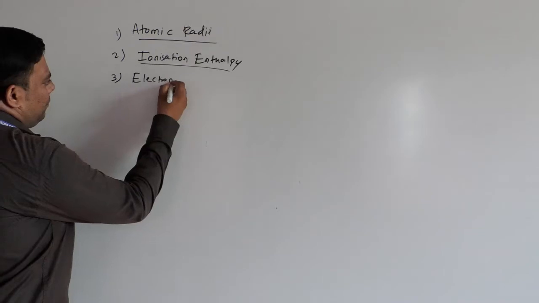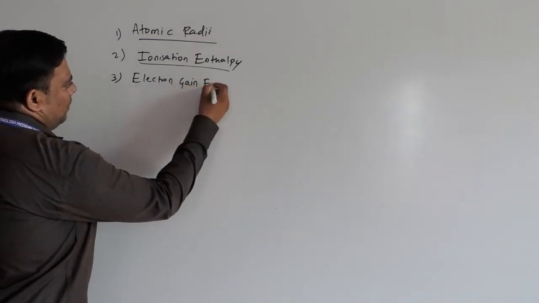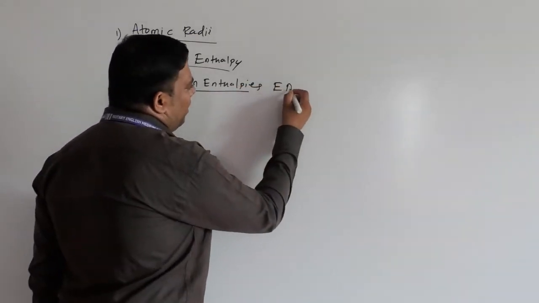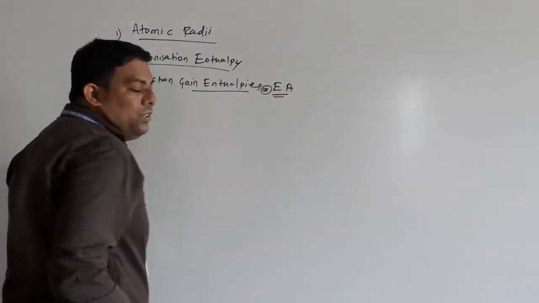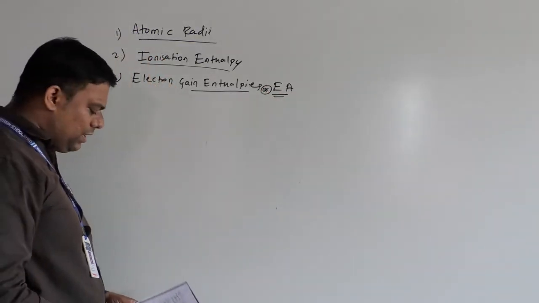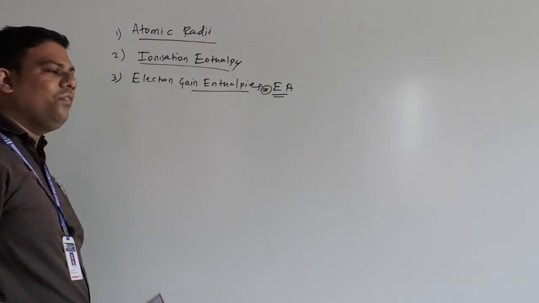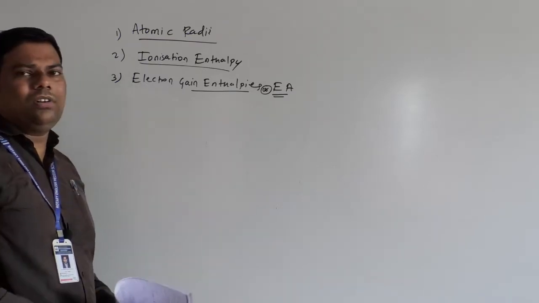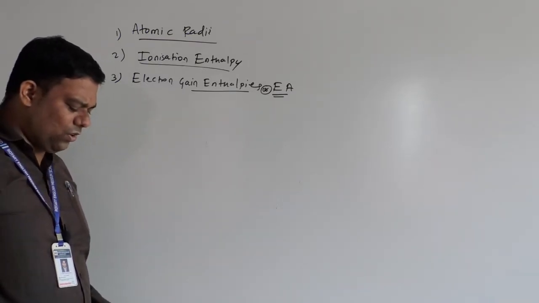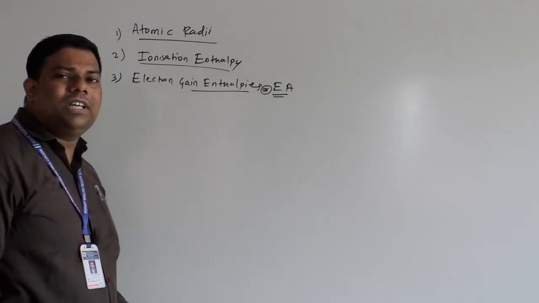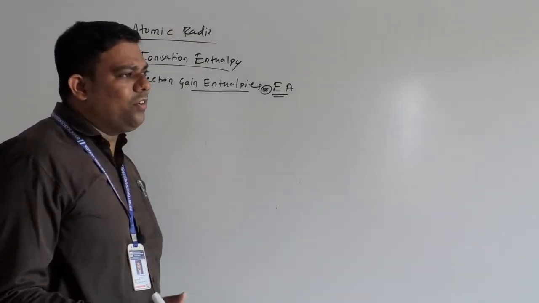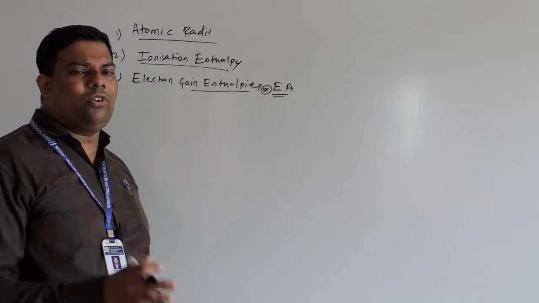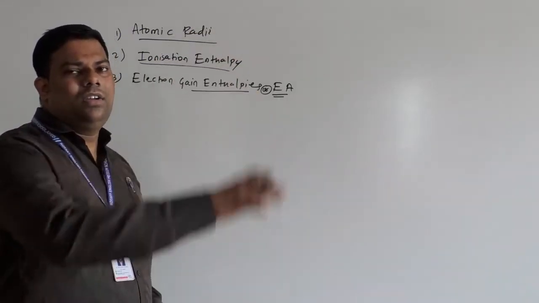Electron gain enthalpies, or as you know, electron affinity. Now due to the stable electron configuration, noble gases do not have a tendency to accept an additional electron, therefore electron gain enthalpies are zero. Or we can say positive values of electron gain enthalpies for these inert gas elements.